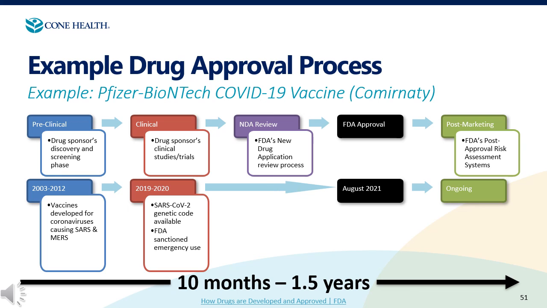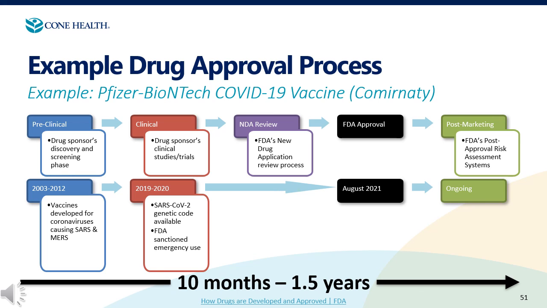We also wanted to provide an example of a non-traditional drug approval process. So given our current healthcare state right now, we wanted to discuss Pfizer. So the Pfizer COVID-19 vaccine, or now brand name Comirnaty, was actually approved by the FDA last year in August. But prior to that, starting in 2003, there were already research projects or discovery processes for vaccines around SARS and MERS. And then from there, they developed further vaccinations around the SARS-CoV-2 virus once that genetic code was available.